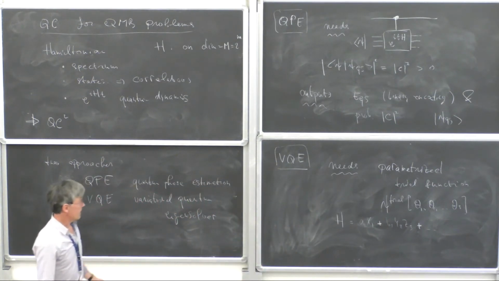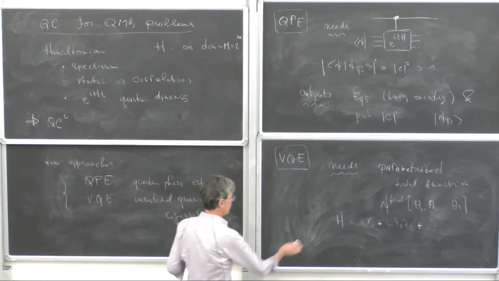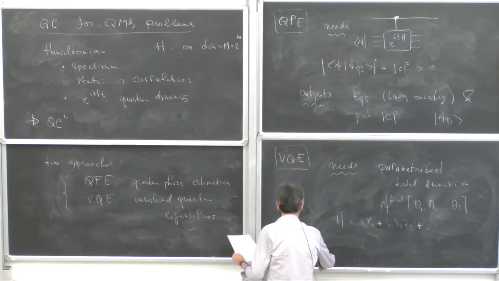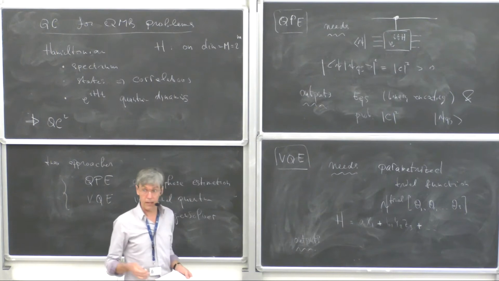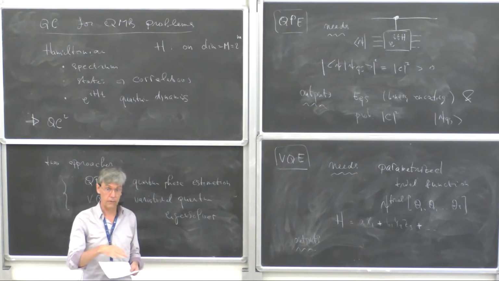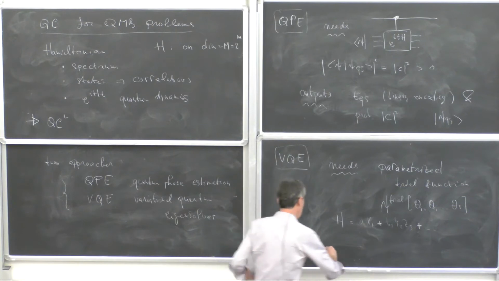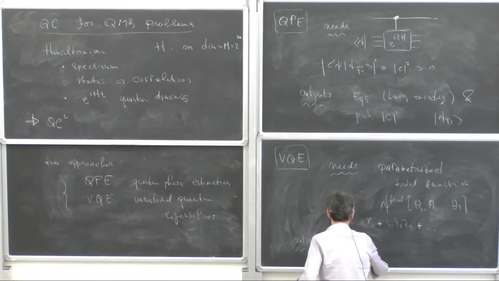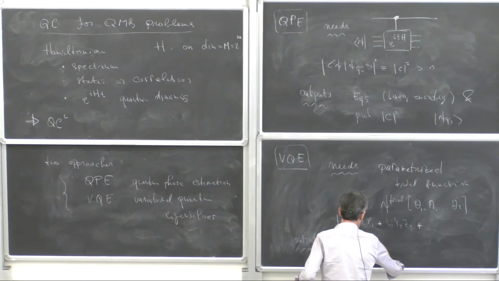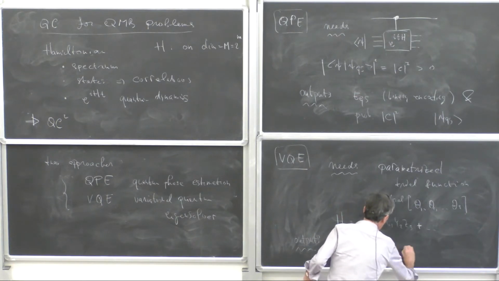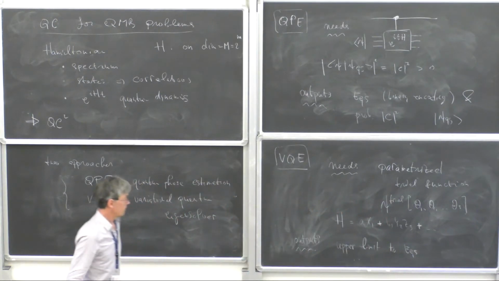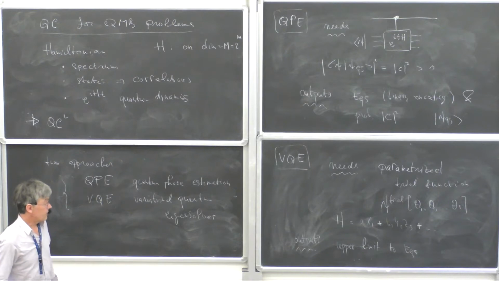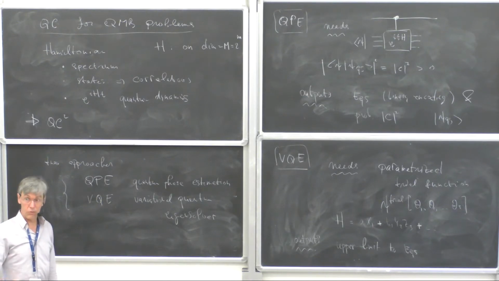Okay, so this is what the needs are. If this is all available, then what VQE outputs, well, you know variational methods in quantum mechanics, it outputs an upper limit to the ground state energy. So you do get an upper limit to E ground state. But this is guaranteed by general principles. Nobody guarantees how good that limit is, how close you are.